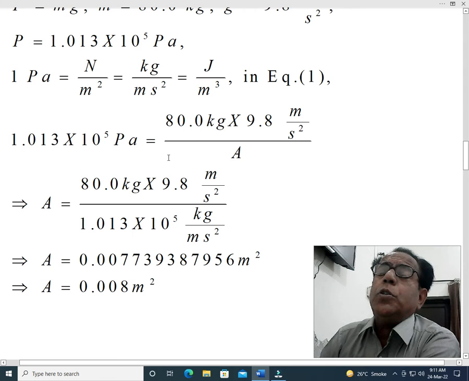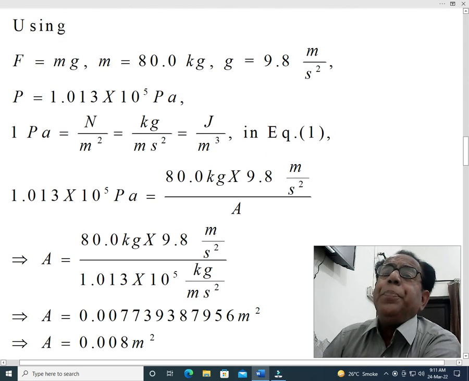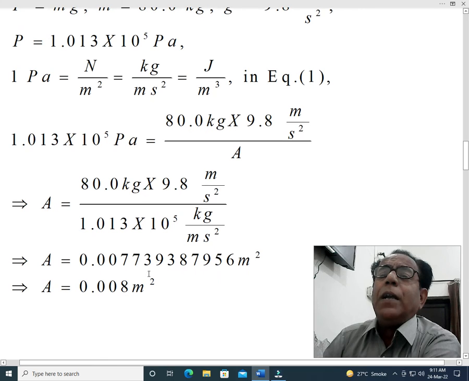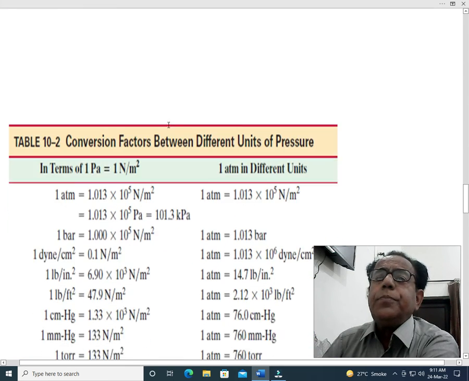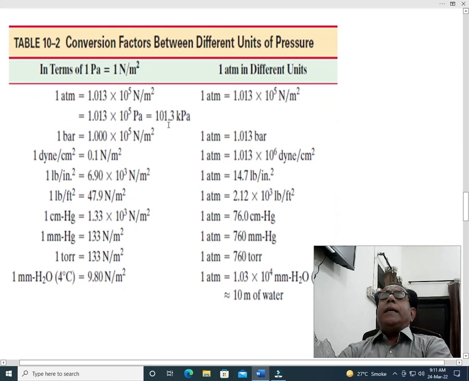Now we will show two tables in order to explain why we have used this value. In place of P we have used this standard value. Our answer is complete to this extent. Now we move further to explain why we have used this value. This is the table of conversion factors, that means different units of pressure.